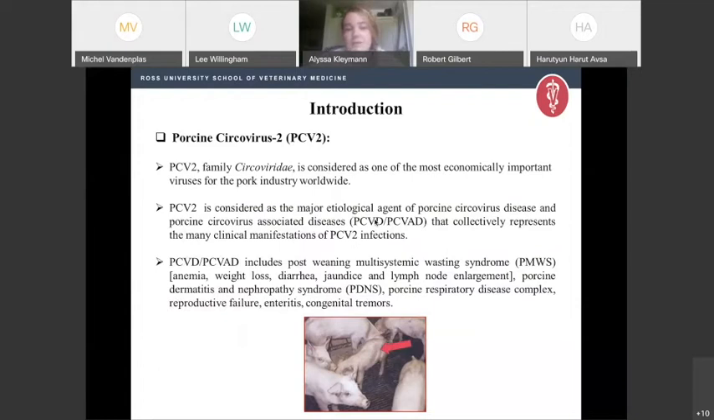These diseases include post-weaning multisystemic wasting syndrome, in which pigs can present with anemia, weight loss, diarrhea, jaundice, lymph node enlargement. And porcine dermatitis and nephropathy syndrome can be seen. Porcine respiratory disease complex can be seen with reproductive failure, enteritis, and congenital tremors as well.